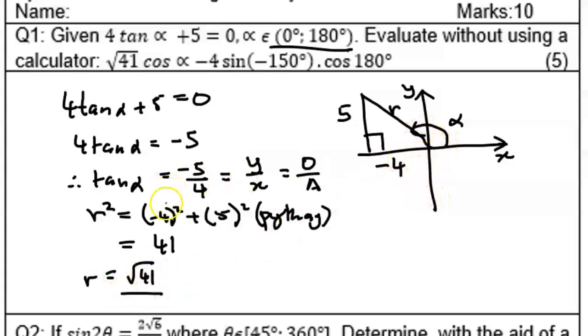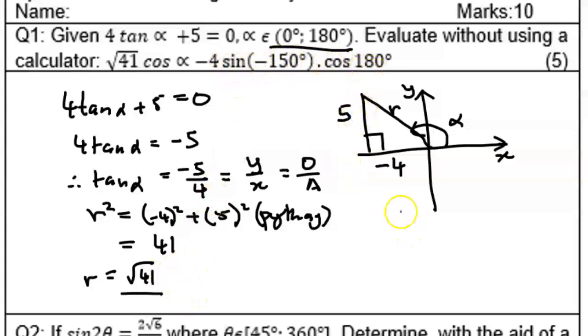So now looking at this particular question, it says root 41 cos alpha minus 4 sine of minus 150 times cos of 180. Let us look at what we have here. So if you look here now, you've got cos of alpha. Right now we can actually go and substitute for cos of alpha. Cos of alpha will be x over r, and we just solved for r. But let us now reduce what we have over here, which is sine of minus 150 and cos of 180.